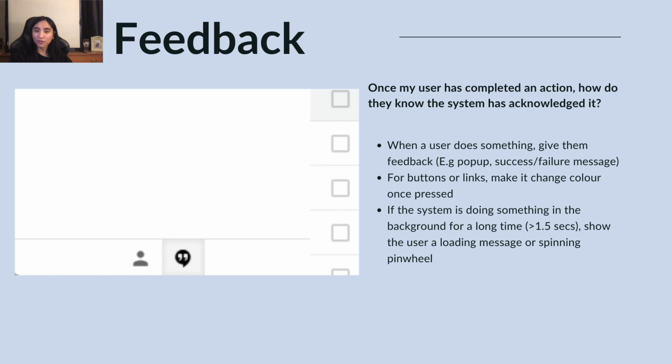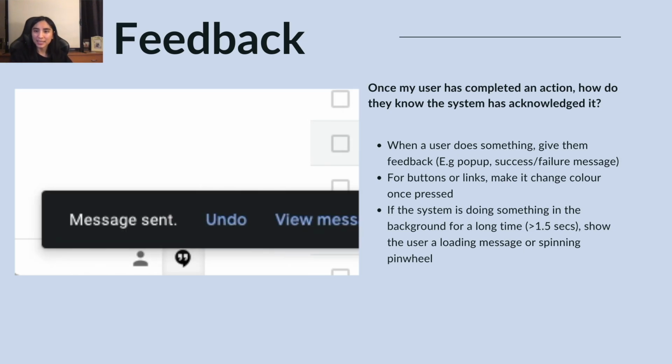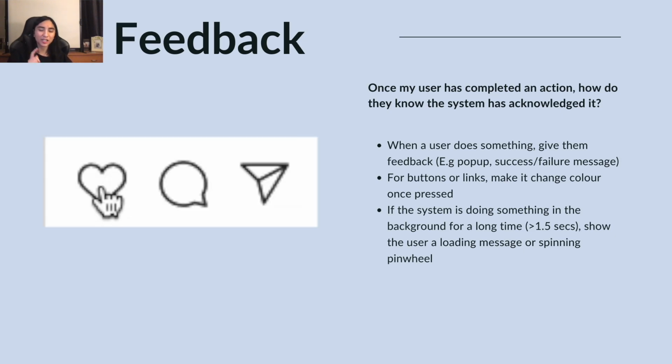So good feedback helps users in completing their tasks. Ask yourself, once my user has completed an action, how do they know that the system has acknowledged it? So when a user does something, for example, deleting a post or sending an email, give them some feedback, a pop-up or a success or failure message. For buttons or links, make it change color once they've pressed it. An example is Instagram's like button.